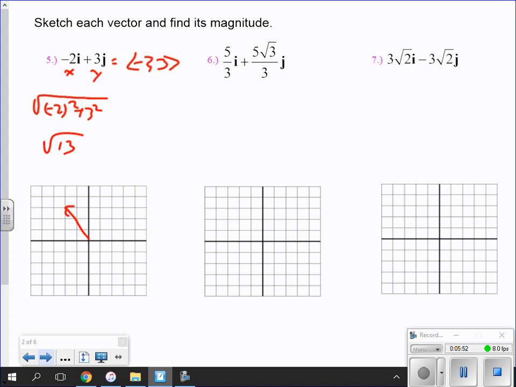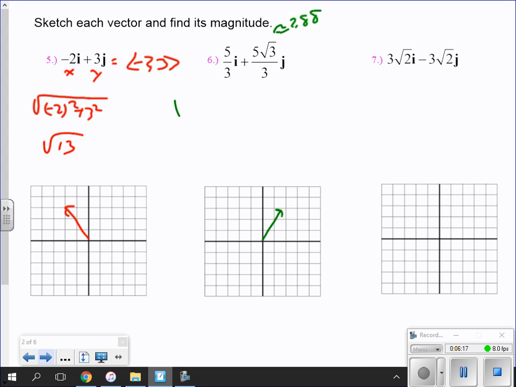Same thing on this one. I go 5/3 and 5 root 3 over 3, which is approximately 2.88. So 5/3 is 1 and 2/3. Go 1 and 2/3 over and 2.88 up. So it's approximately here. Definitely close enough for anything that we are ever going to do.